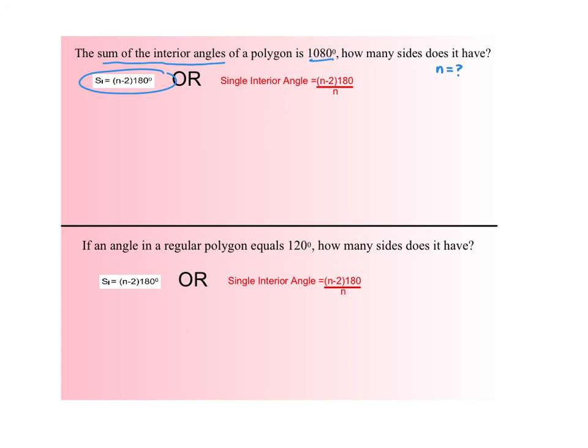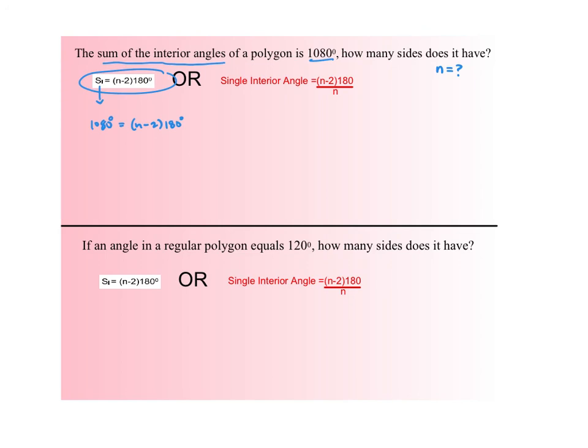Okay, so if I know the sum of the interior angles is 1080, I'm going to set that equal to n minus 2 times 180. And then I'm going to solve for n. So I want to isolate n. This is just solving a linear equation.